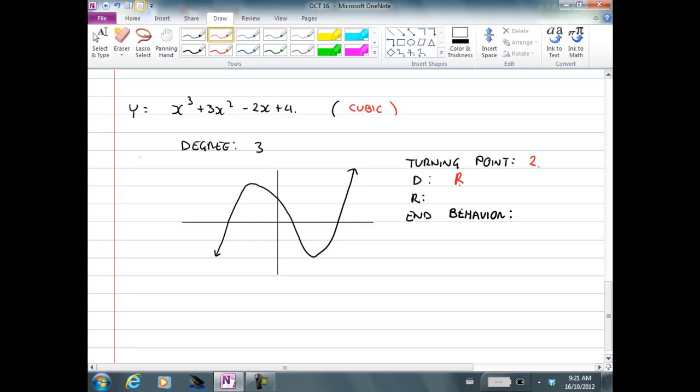No one has range? All reals is correct. The reason why: look, my graph goes through every y value there is, and it goes through every x value there is.